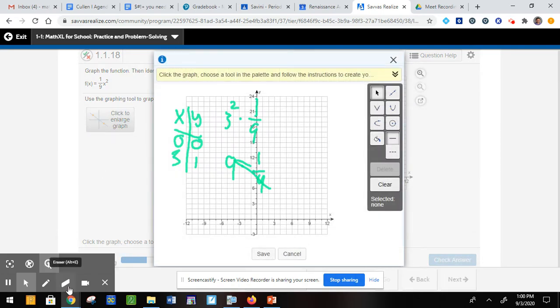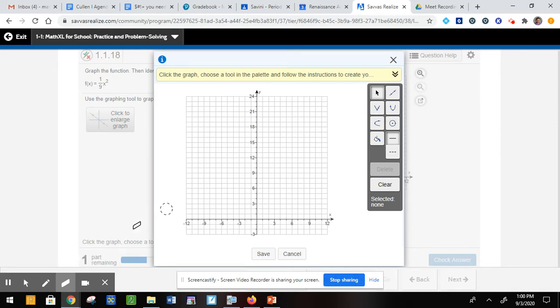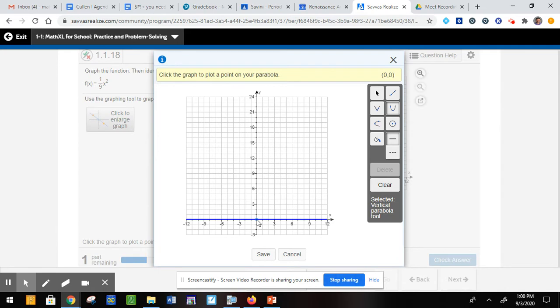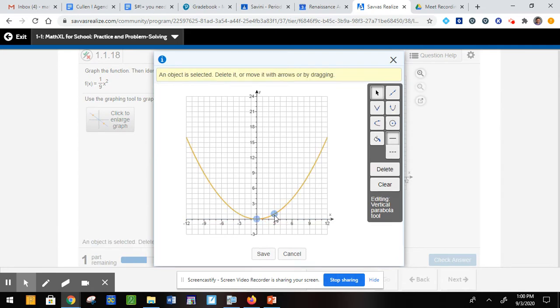I'm going to get rid of the work I did. And I'm going to, so 0, 0, and then 3, 1. So it's that parabola for this one.